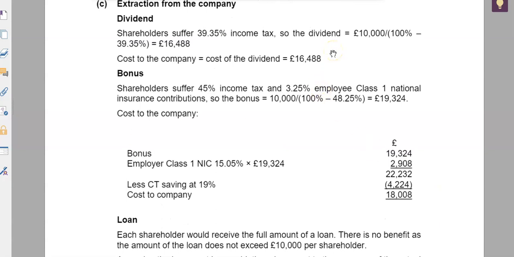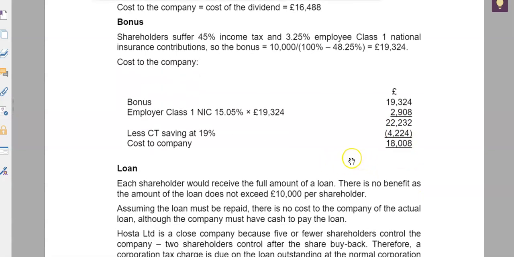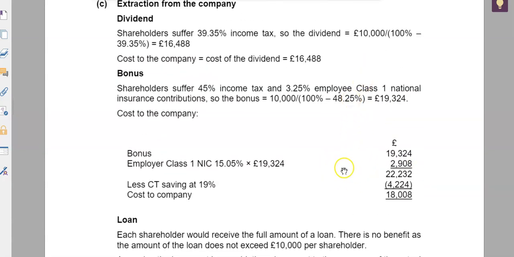But you said in your answer that the cost would be 10,000 and 10,000 would be the same. Actually, it is not the same. Okay. So if we compare these two parts, the dividend would have been less expensive for the company.